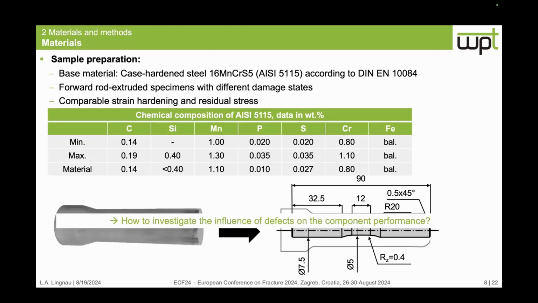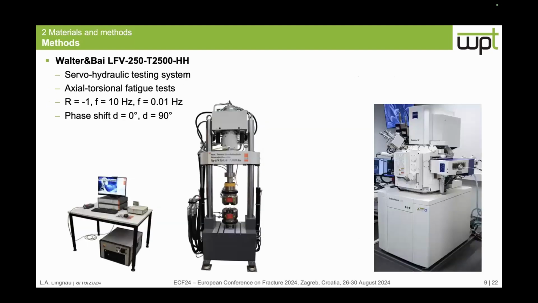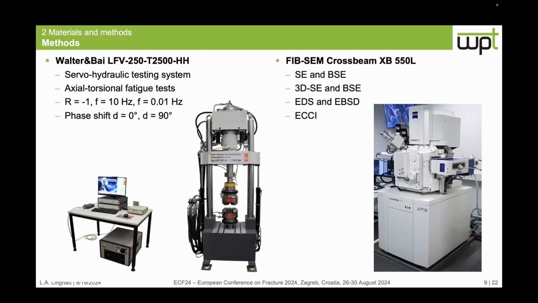How do we investigate the influence? We use, on the one hand, the testing systems, in this case, Walther and hydraulic testing systems for the axial torsional fatigue test. We use a strain ratio of -1 and a test frequency of 0.01 Hertz. And we also look at the load path dependence, where we look at the phase shift between the axial and torsional stresses of 0 and 90 degrees in this case, due to the time. And after that, we use a specific FIB SEM XP550L from Zeiss to investigate the microstructure.